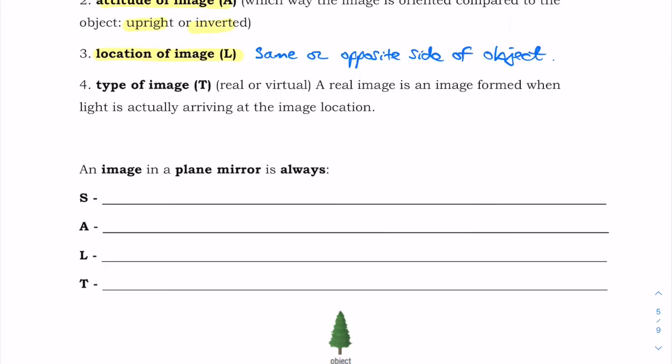Okay, and finally, the T stands for the type of image. In other words, well, there really are only two types of images. They could either be real or they could be virtual. Real images are always formed when light is actually arriving at the image location.